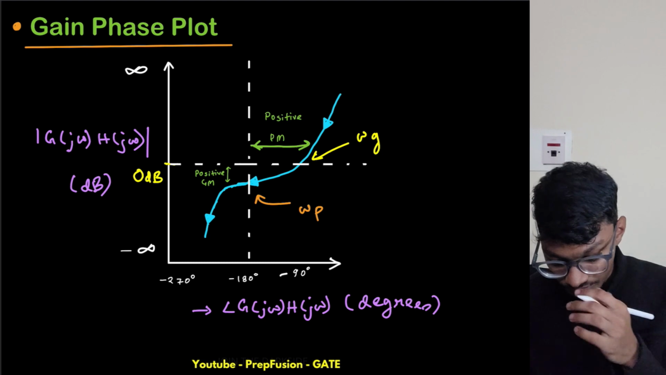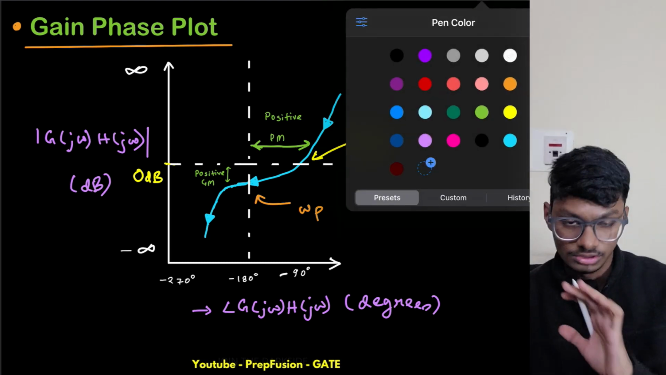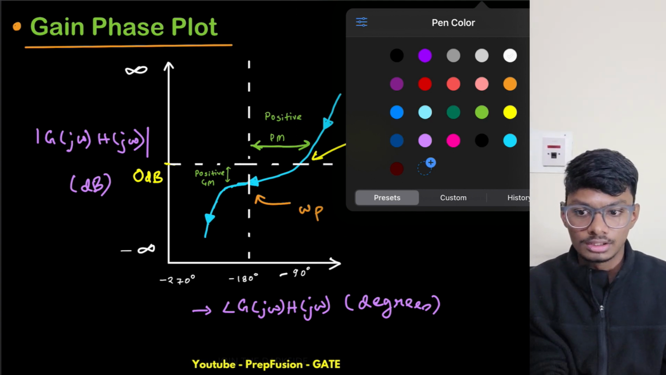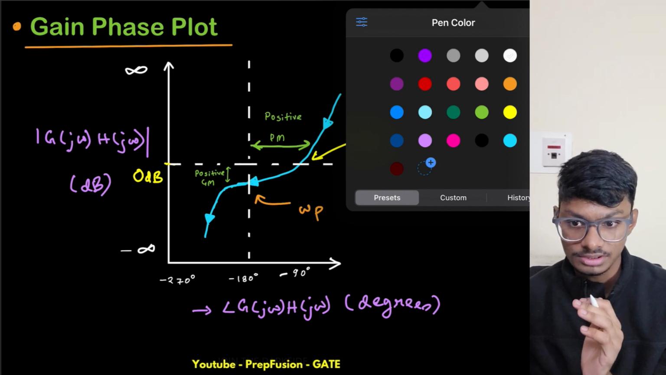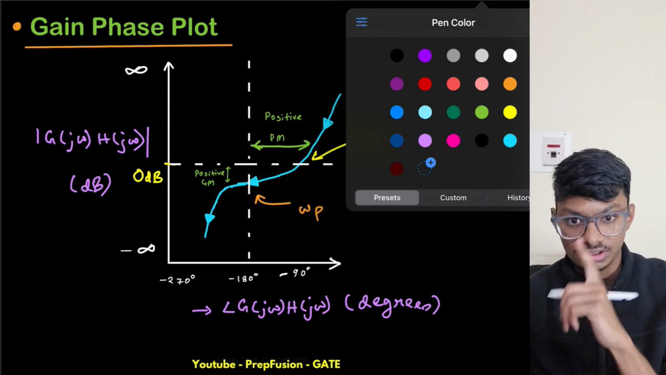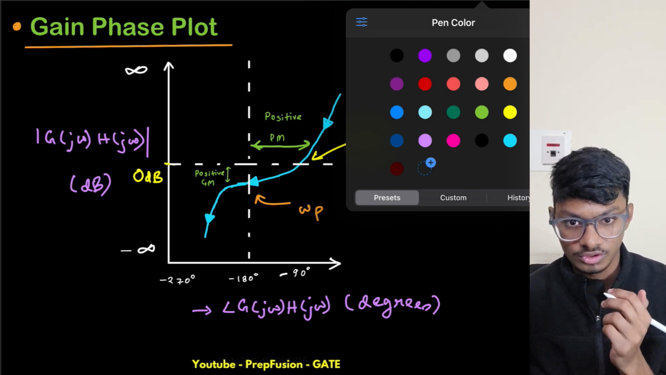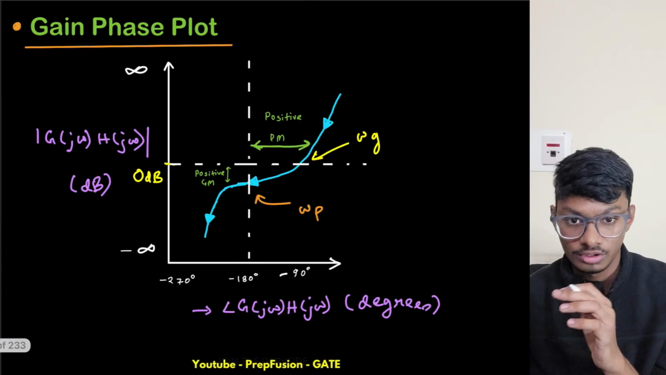In this case, what can I comment about the system? By default, if nothing is mentioned and you have to comment on the stability of the system using only the relative stability parameters, you will assume the default case where my OLT is stable. If your phase margin and gain margin come out positive, you will say the system is stable.